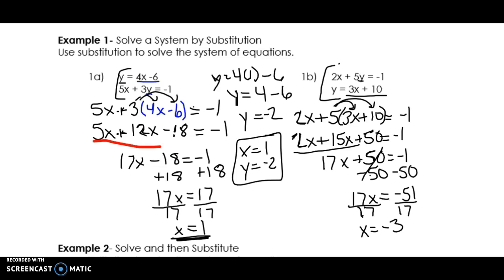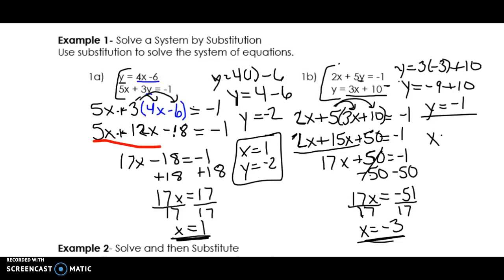So now, don't forget, I've solved for what x is, but I still got to plug this back into one of the equations. I'm going to plug it into this equation because the y is already by itself. So now I have y equals 3 times -3 plus 10. I multiply first, so I'm using PEMDAS. 3 times -3 gives me -9 plus 10. What is -9 plus 10? Well, that's -1. So now I've solved for x and y, so my answer is x equals -3, y equals -1. There is my answer.